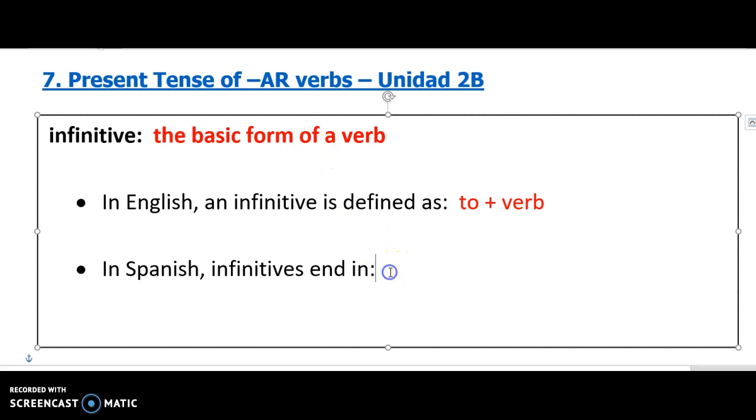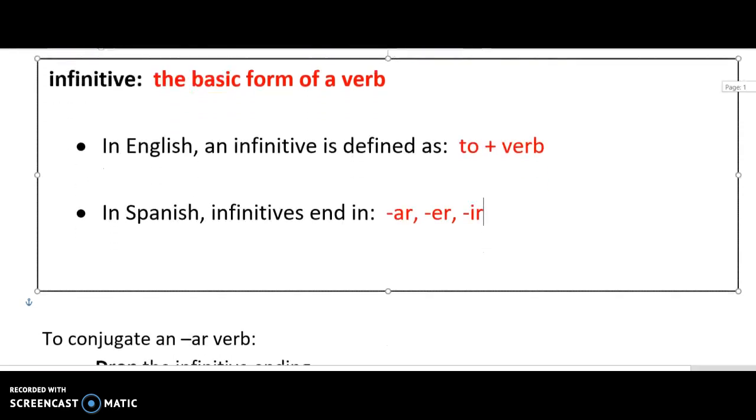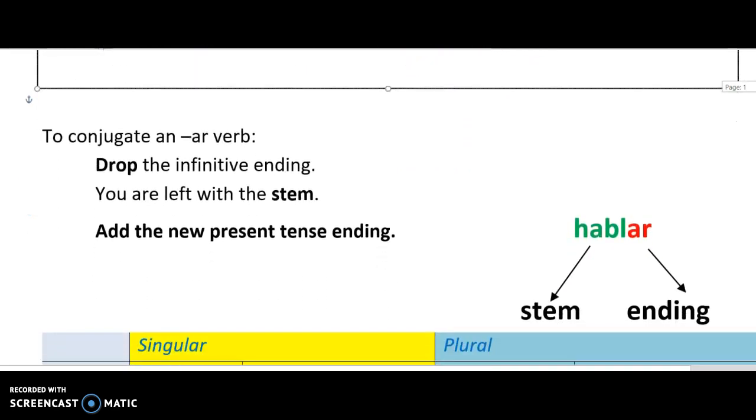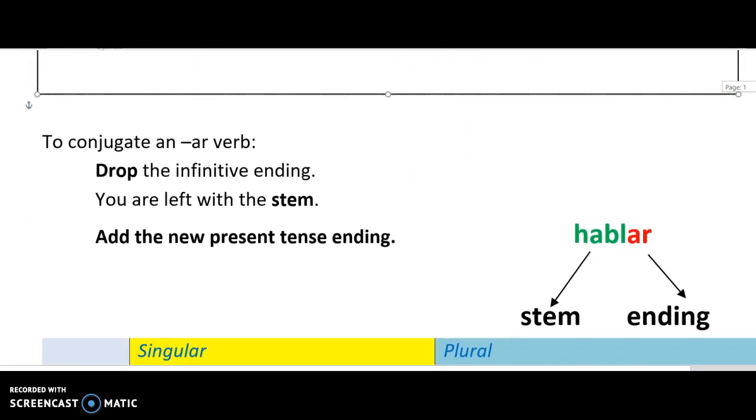In Spanish, it's a little different. We don't talk about what comes before the verb, like in English with to. In Spanish, we talk about what comes after the verb. Infinitives always end in the same way. They either end in the combination AR, ER, or IR. So it's going to be really consistent. You're always going to see that. Now, we're only going to focus on AR verbs right now.